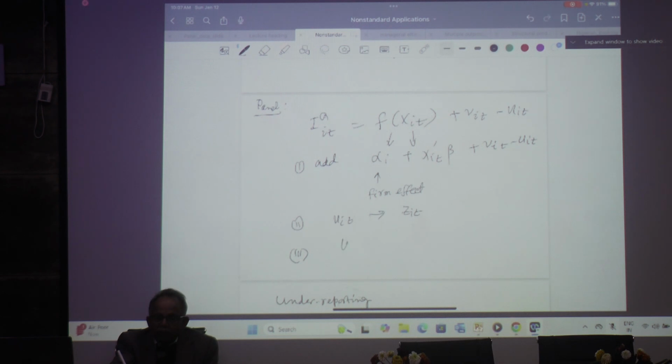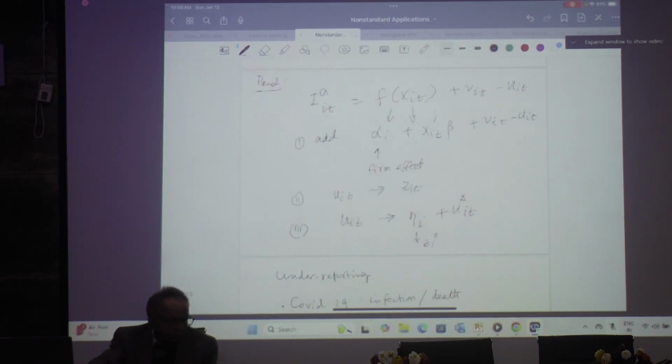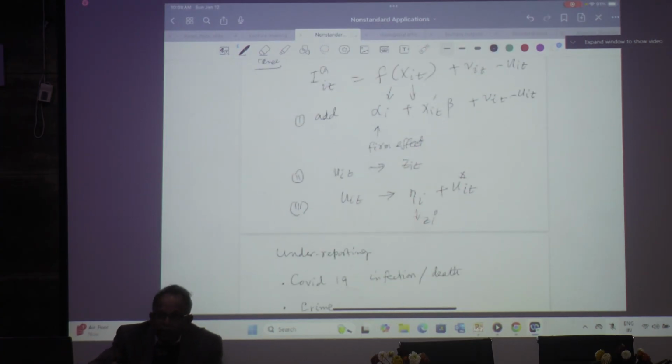So you can have 3 components, if not 4 components. So UIT, you partition into 2 parts. One is time invariant inefficiency, ADI, and then the other one is, let's put a star in here to separate it from UIT. So the first part is time invariant, and the second part is time varying. And what you can do is make this also dependent on some variables. I guess, let me just see, can you all see the last line? And this can also depend on some other variable ZIT.